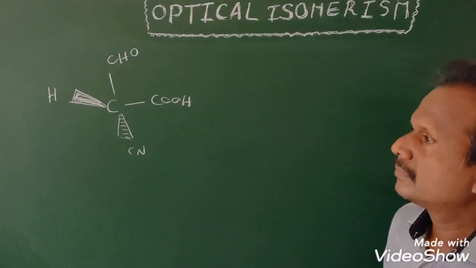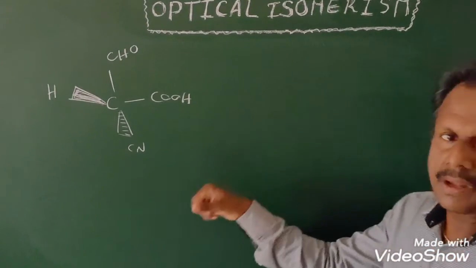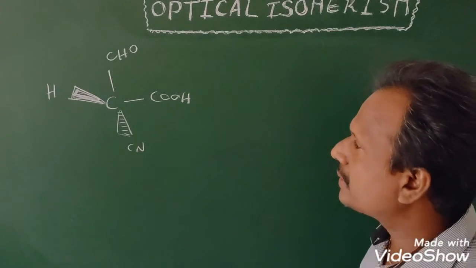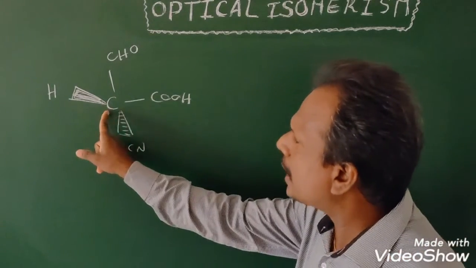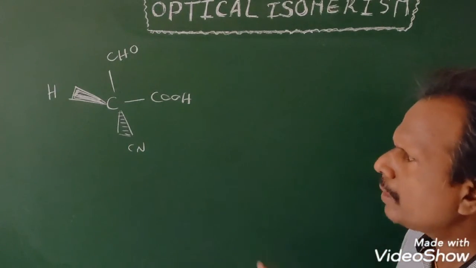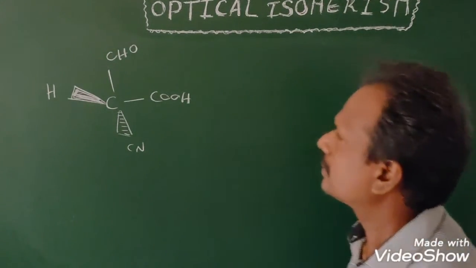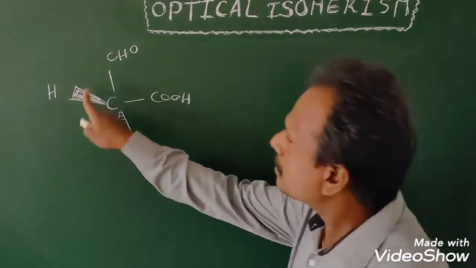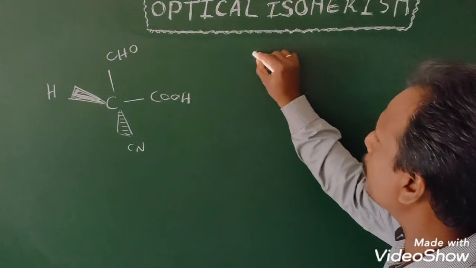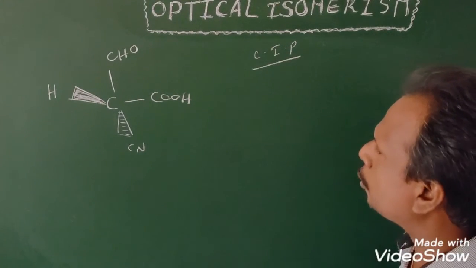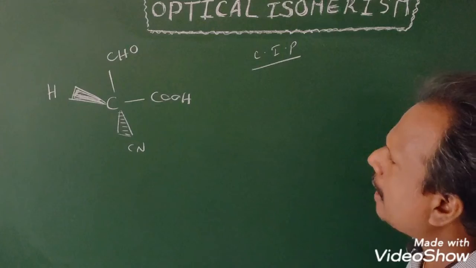It is an organic compound having a chiral carbon. How can you decide the chirality of this carbon? Simple trick. Which is the priority according to CIP rules? Which is the priority group among the four groups? Which is 1, which is 2, which is 3, which is 4? After labeling, we decide the chirality.